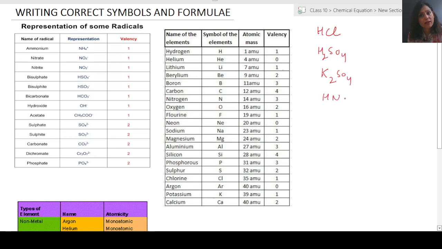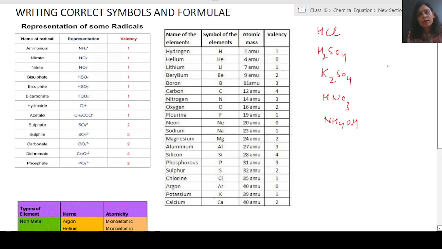Then we are also having HNO3 in the labs. Then you can say another very common one you can take here, for example NH4OH. So these are some very common items in the lab, and over the bottle you must have seen these symbols. If you are remembering these symbols, it will make your work a little bit easier in terms of remembering the valency of the radicals basically.